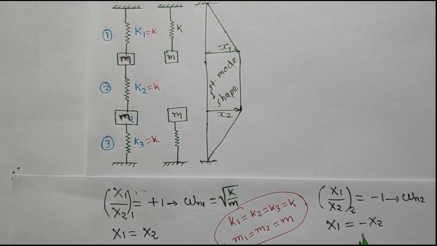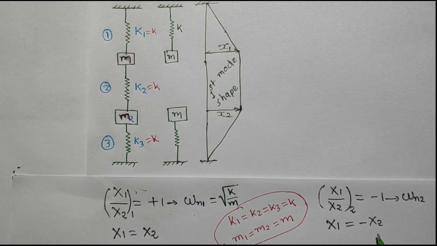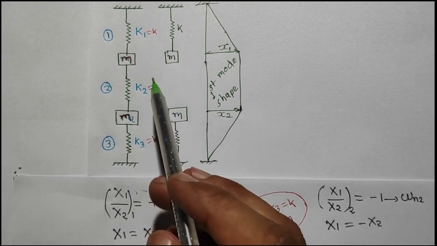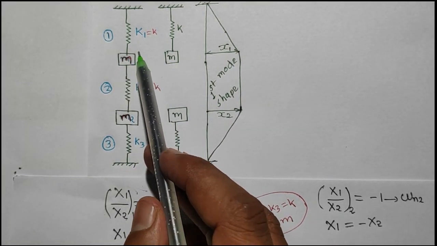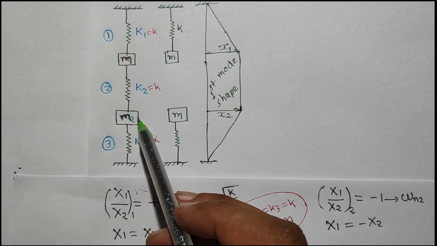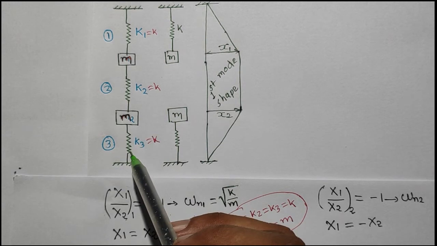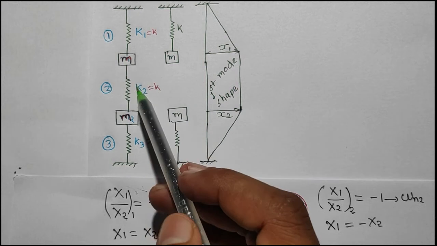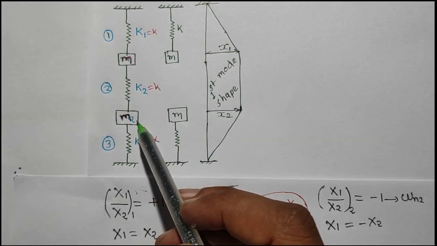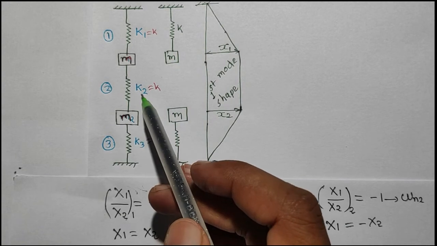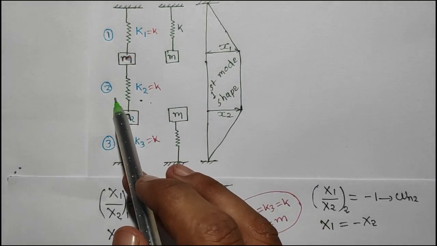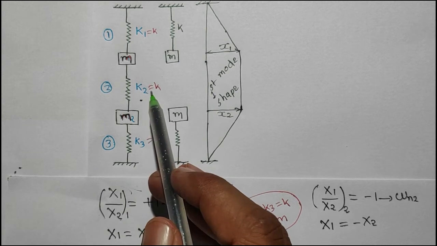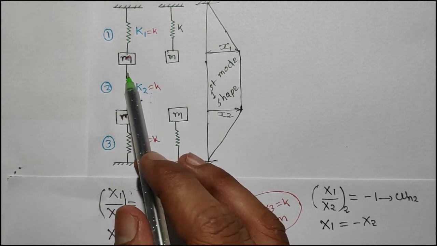Now in case 2, we know that the amplitude of both the masses are the same, but they will move in opposite direction. If mass m1 moves some distance in the upward direction, then mass m2 will move the same distance in the downward direction. If mass m1 moves some distance in the downward direction, then mass m2 will move the same distance in the upward direction. So in this case, spring 2 will experience compression and tension. So we need to study the behavior of the spring individually.